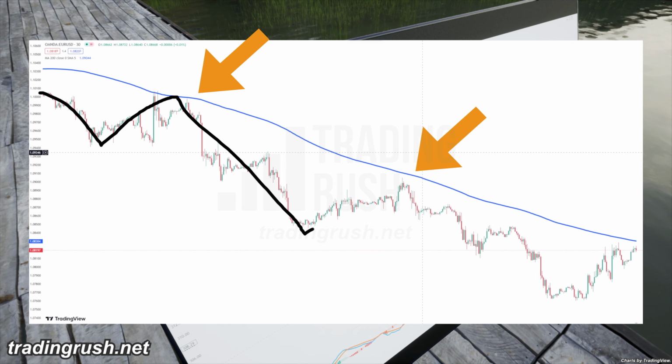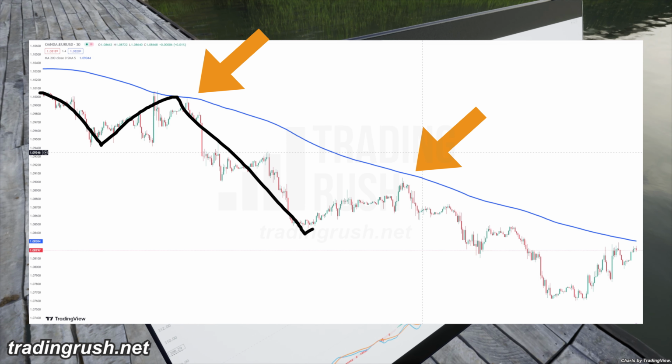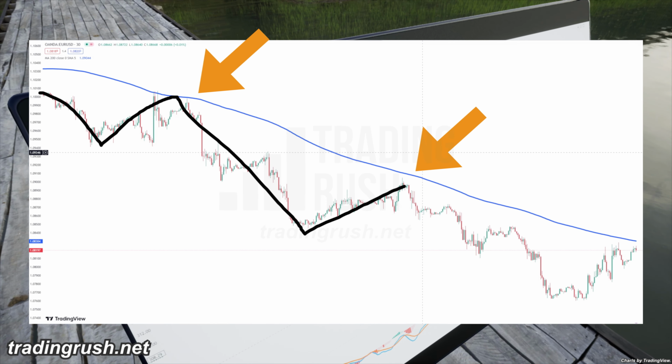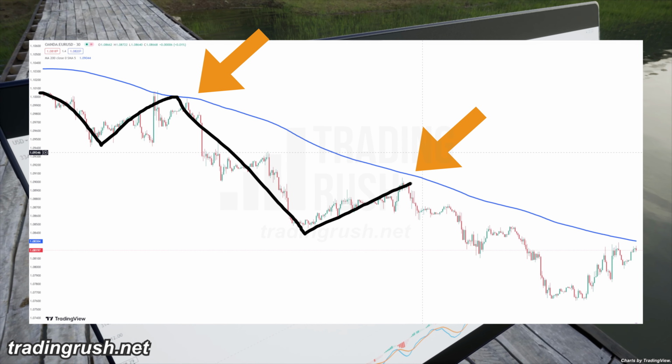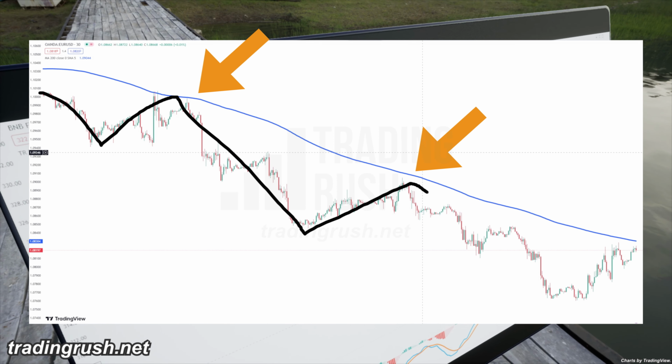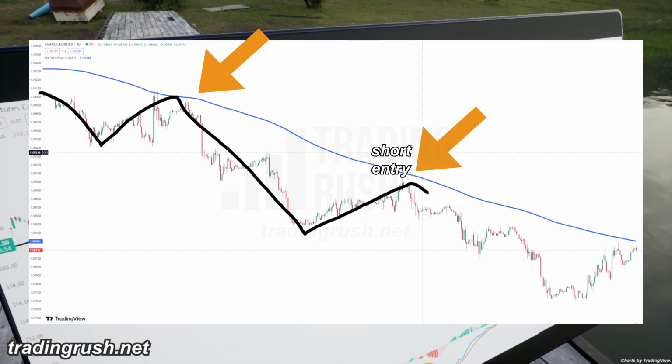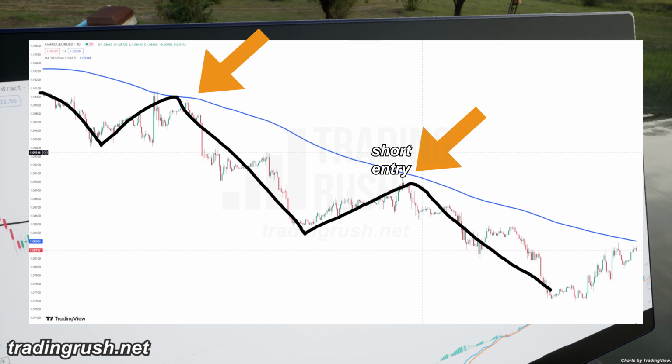One of the strategies I use the most is to sell short on downward momentum whenever the price pulls back to the 200-period moving average resistance. I've been doing this from the start. I believe it's the best moving average strategy.